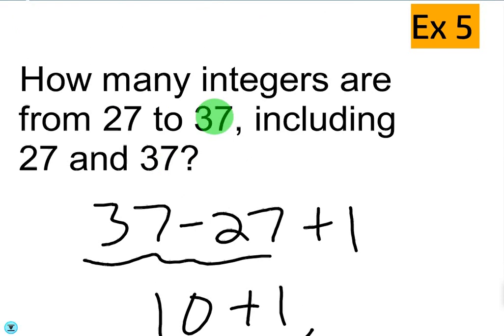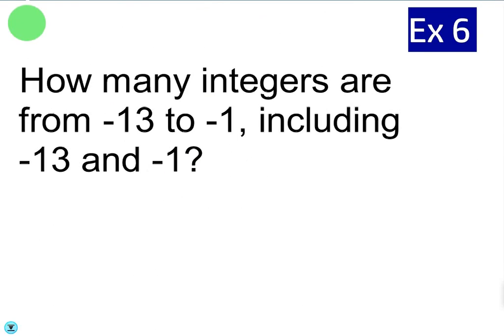So make sure you show your work. Make sure you think it through before you answer. Last example, we have how many integers are from negative 13 to negative 1. This one might be pretty obvious. It's going to be the same as from 1 to 13.